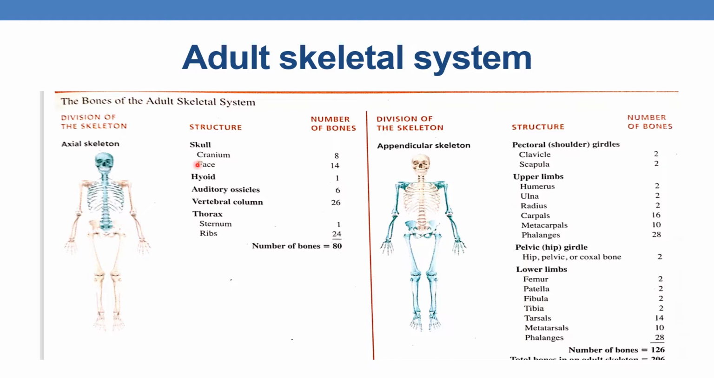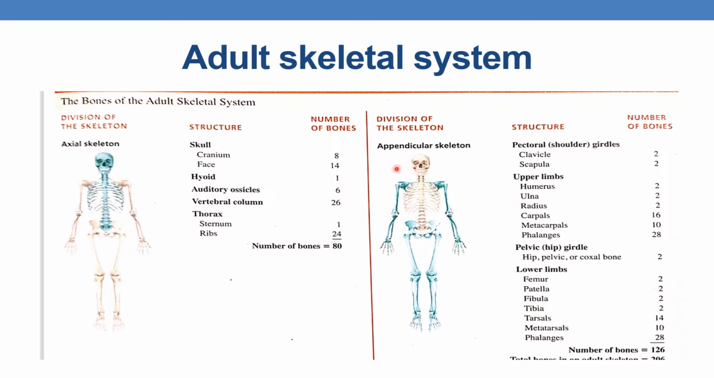The axial skeleton is mainly composed of 80 bones made up of the skull, which is composed of cranium. Cranium has 8 bones and face has 14 bones. One hyoid bone, auditory ossicles 6, vertebral column 26, thorax is composed of sternum and ribs, 1 sternum and 24 ribs. Altogether, the number of bones in the axial skeletal system is 80.